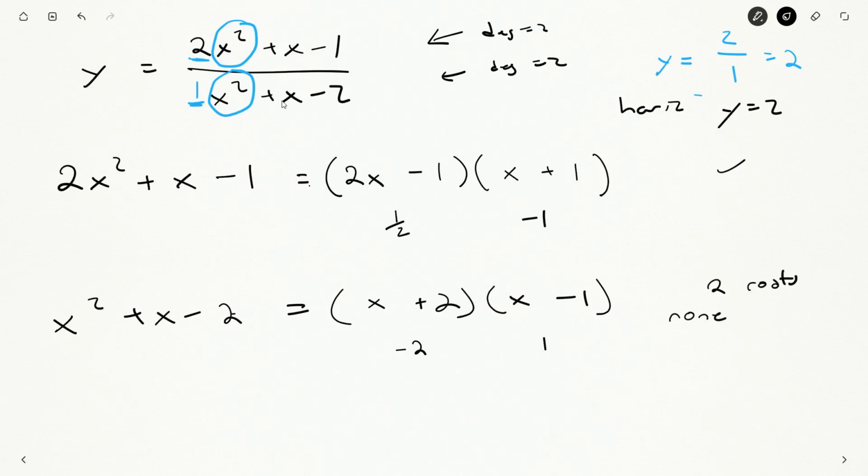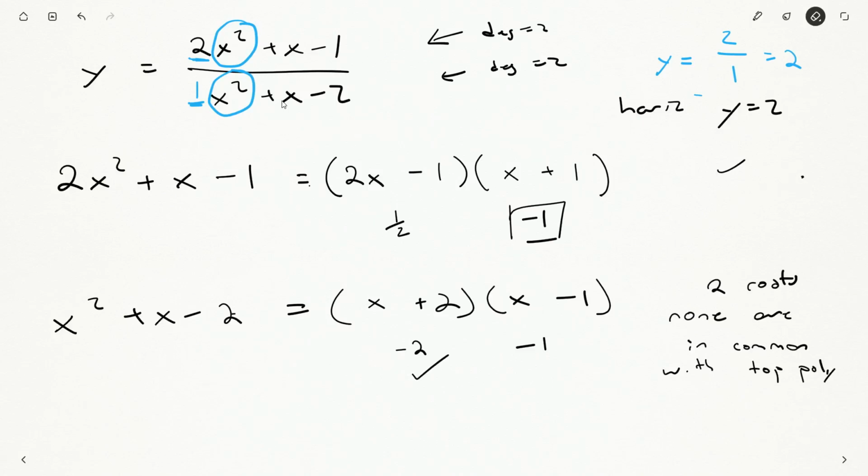None of the roots of the bottom are in common with the top polynomial. There's no overlap. If this were a minus 1, we'd have just one vertical asymptote, and those common roots would, as we saw in class, create just a removable discontinuity. Just a little hiccup, a little point where it's not defined, because it'd be 0 over 0. But we don't have that. We do have two different roots, and they're not roots of the top as well. So that tells me two vertical asymptotes.